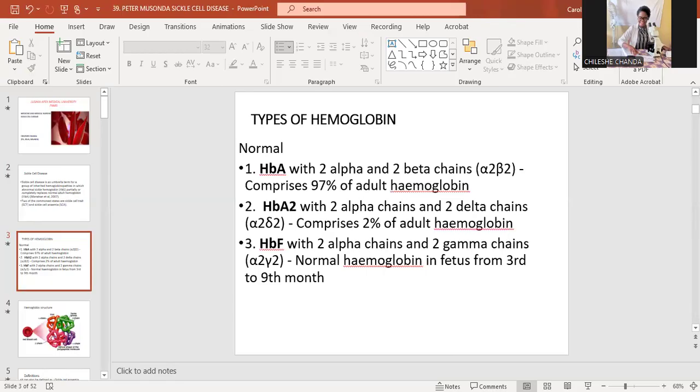Then there is hemoglobin A2. This one is made up of 2 alpha chains and 2 delta chains, and about 2% of the adult population has hemoglobin A2. And then there is hemoglobin F, which is the fetal hemoglobin, made up of 2 alpha chains and 2 gamma chains. A baby will have this type of hemoglobin from about the time of birth to about the 9th month.